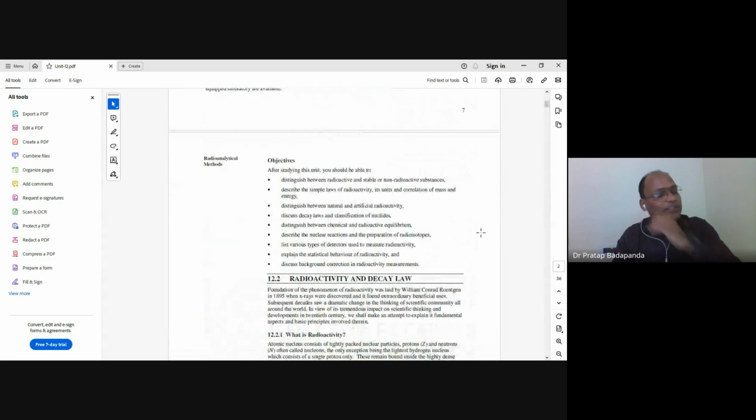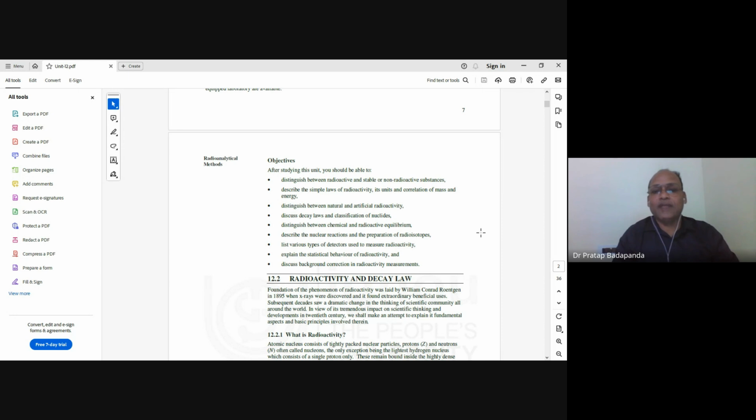What is the objective of this particular unit? First, distinguish between radioactivity and stable or non-radioactive substances. Second objective is to describe the simple laws of radioactivity, that is, what laws are associated with radioactivity, its units, and the correlation of mass and energy. Third, distinguish between natural and artificial radioactivity.